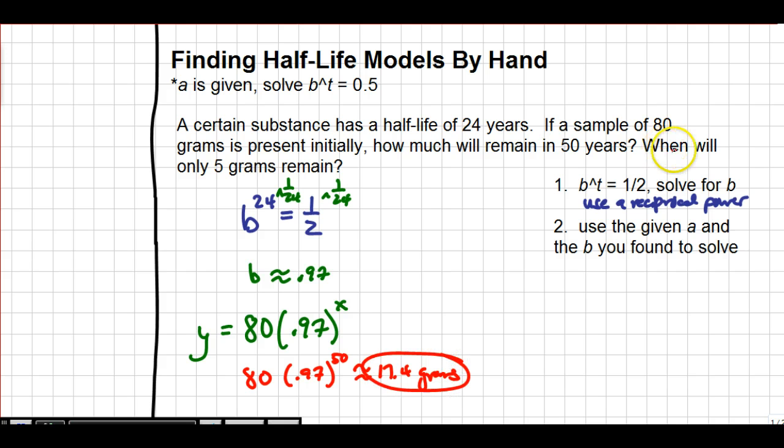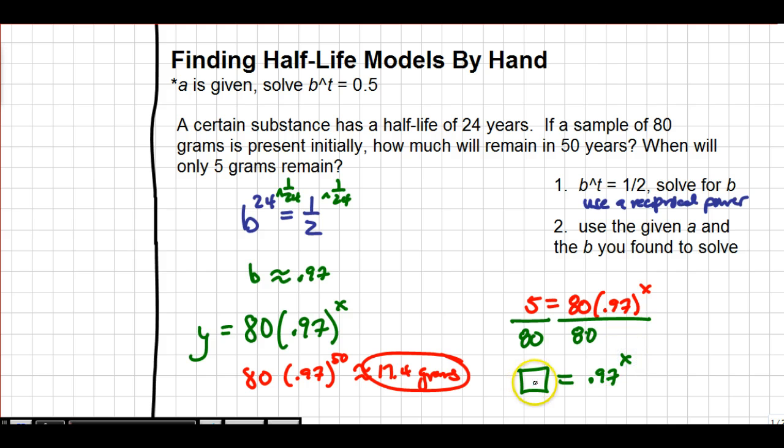And the last answer here, when will only 5 grams remain? For that one, you're filling in 5 for Y. We don't know the X, or we don't know the time, so we're trying to solve that now for X. The first thing you would do is divide by 80 on both sides. When you do that, you get a new number here. On the other side, you'll have 0.97 to the X. At this point, students will need to either use logs if they remember how to do them, putting logs on both sides, which moves the X to the front. Otherwise, you'll have to use trial and error to solve for the X, so you'll simply do guess and check.